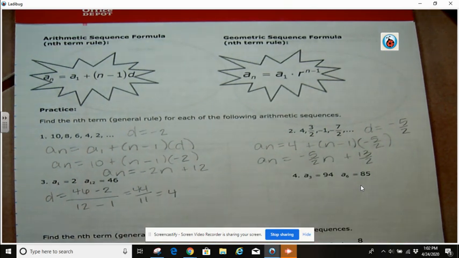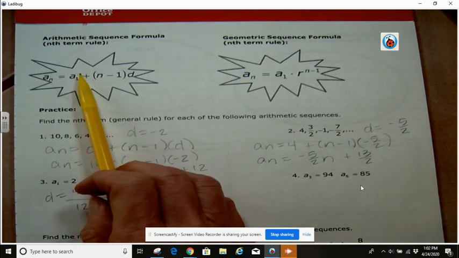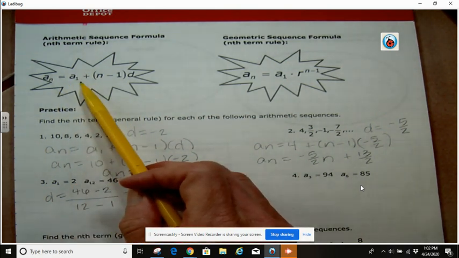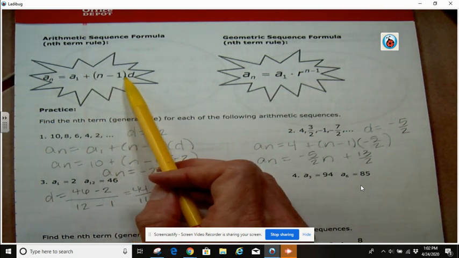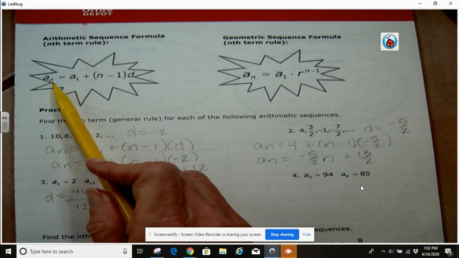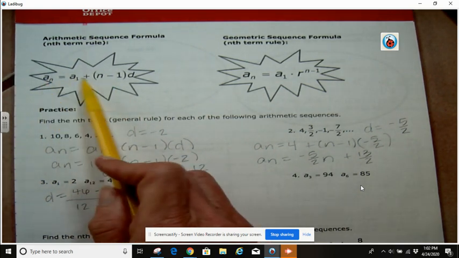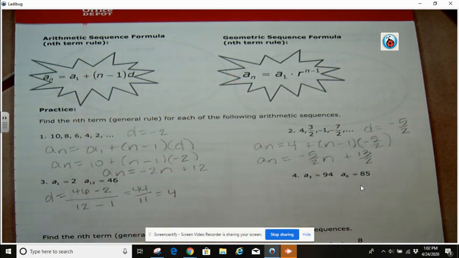You could also substitute in, you could use this formula up here, and you could say 46 equals 2 plus 12 minus 1, because the 12th term is 46. So you could use this as 46 and this as 12. So the 12th term is 46. We know the first term, and you could solve for d as well.